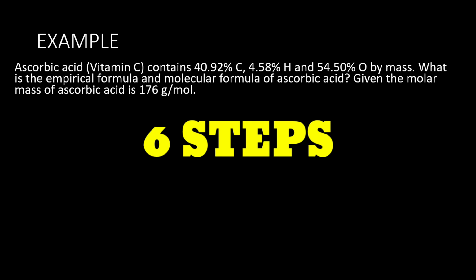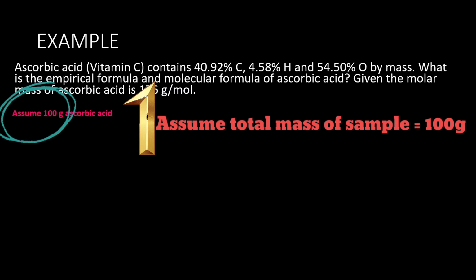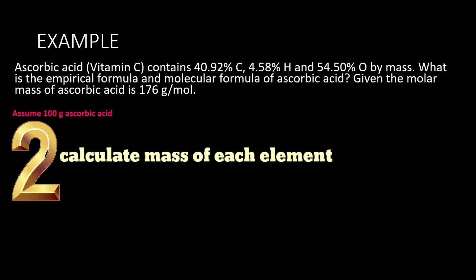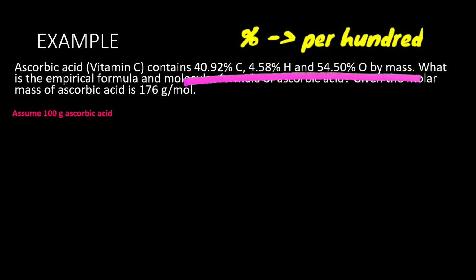So step number 1, we need to assume our sample here, ascorbic acid, the total mass is 100 grams. Step number 2, we calculate the mass for each of the elements present in the ascorbic acid. So given in the question, the ascorbic acid consists of what elements? Consists of carbon, hydrogen, and oxygen. And the mass of each element is given in percent. So remember, mathematically, percent means per 100.